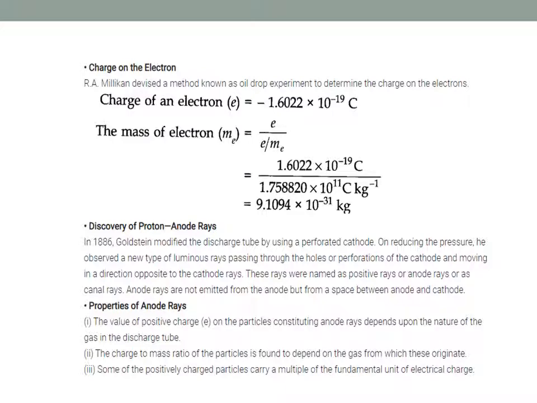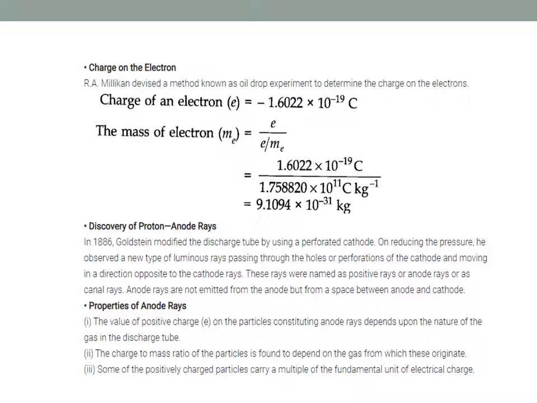So, mass of electron will be e divided by e/me. It means 1.6022 into 10 raised to power minus 19 coulomb divided by 1.758820 into 10 raised to power 11 coulomb per kilogram. It comes out to be 9.1094 into 10 raised to power minus 31 kilogram.